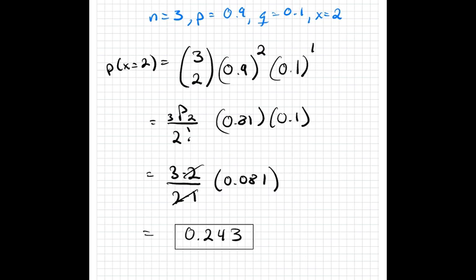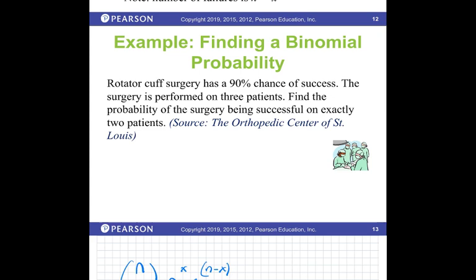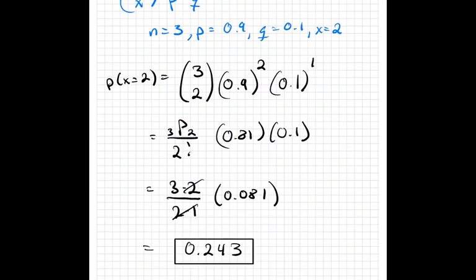Okay. All right. How do we do? To answer the question, it says find the probability of the surgery being successful on exactly 2 patients. This result makes sense because if he has a 90% chance of success, you don't want the surgery to be successful on exactly 2. We want the surgery to be successful on all 3. So since it has a high chance of success, any other outcome should have a low probability.